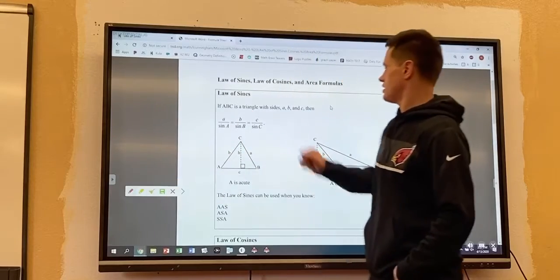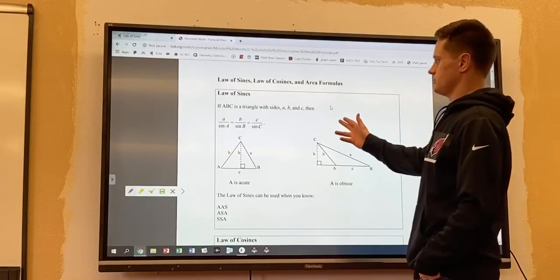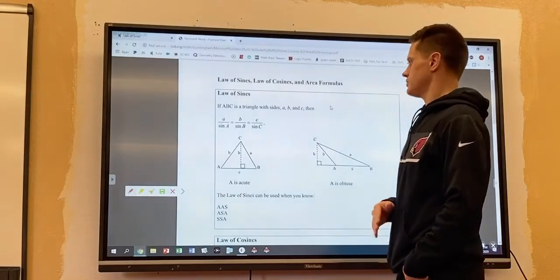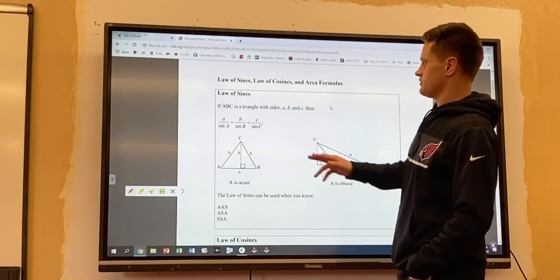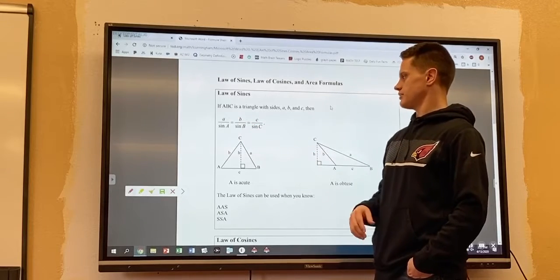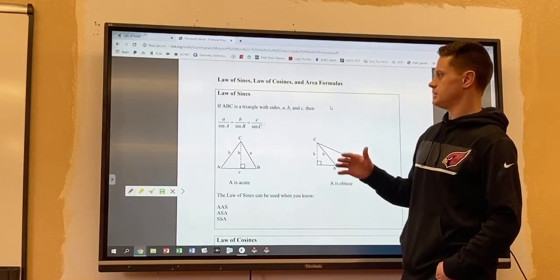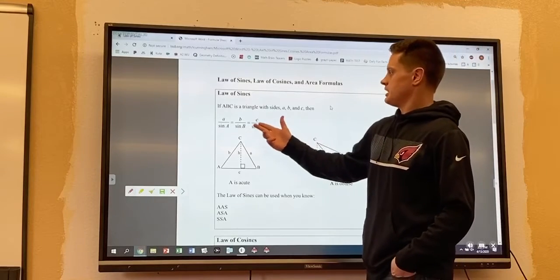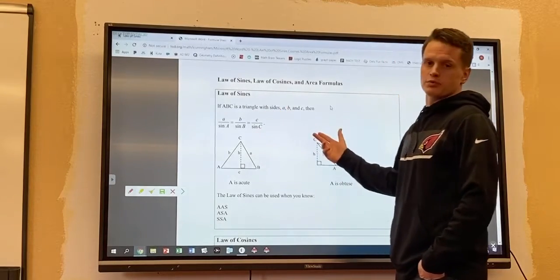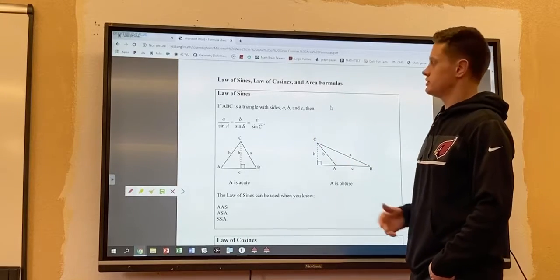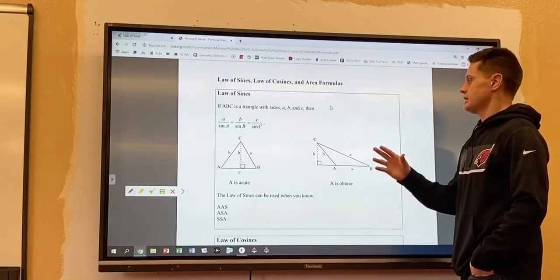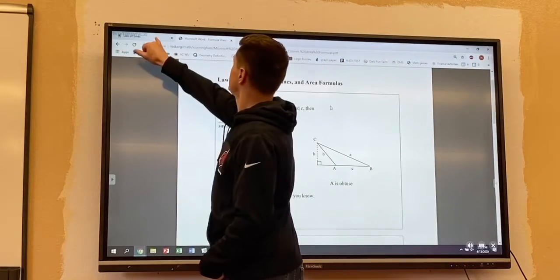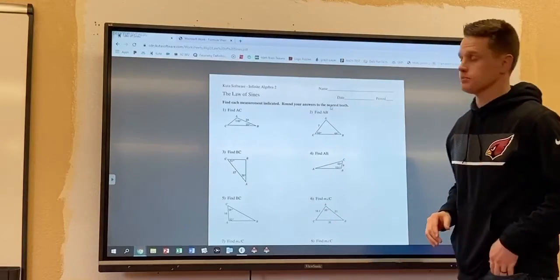So when you're doing law of sines, you're just going to plug numbers in and solve for a missing variable. With the law of sines, a over the sine of A is equal to b over the sine of B, which is equal to c over the sine of C, meaning that they are just proportional. Your sides and your angles are going to hold true to proportions. So what we'll do is jump over to see a couple examples really quick.